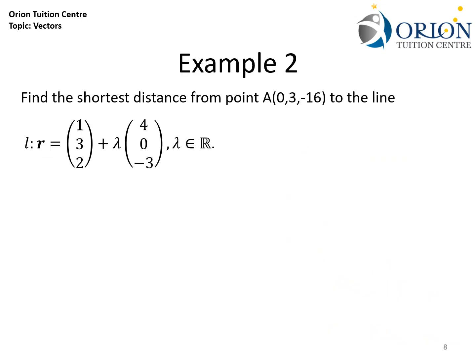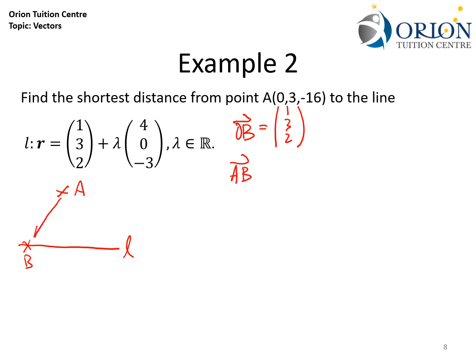Example 2 uses the same point and same line as example 1, so as to illustrate to you that both methods will actually give the same answer. So now I have the line L and the point A. The first step is for me to find a point B. I'm going to let point B be (1, 3, 2), and therefore I can form the vector AB after this. Vector AB will be equal to (1, 0, 18).